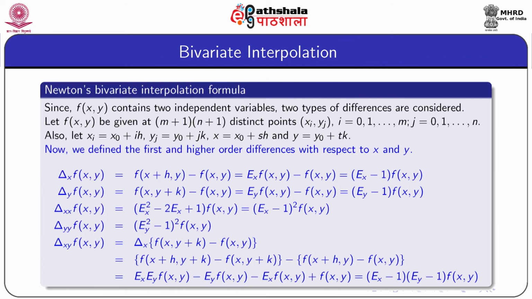So we define some first order and higher order differences with respect to x and y. Now delta suffix x indicates the forward difference operator for the variable x. So delta x of f of x, y is equal to f of x plus h comma y minus f of x comma y. Note that the value of y remains unchanged, only the value of x is changed. So using the shift operator, the first term is equal to Ex of f of x, y minus f of x, y, which is equal to Ex minus 1 of f of x, y.